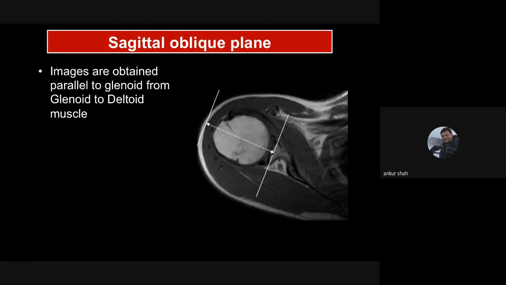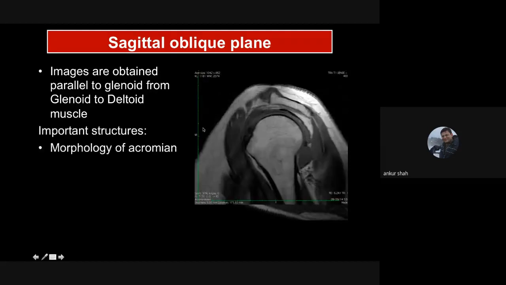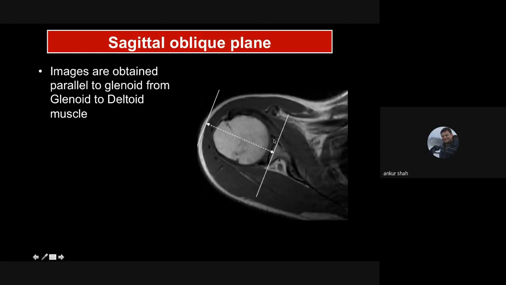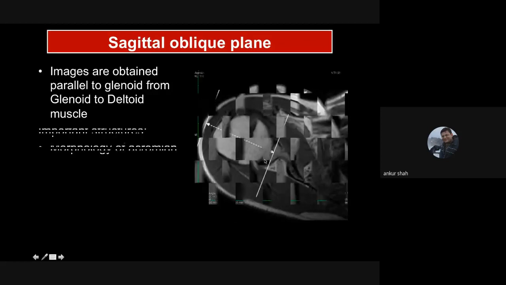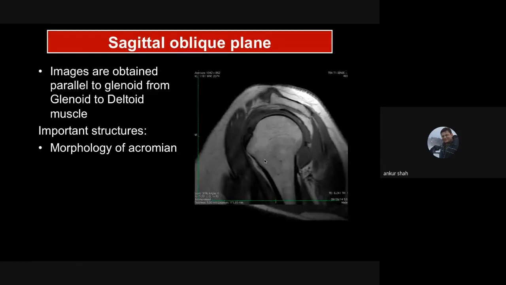Similarly, sagittal images are obtained parallel to the glenoid and from the glenoid to the deltoid muscle. When your sagittal images are obtained properly, the image should pass through the glenoid labrum so that you can see the glenoid labrum end-on, in a single image, as an oval structure. These sagittal images are important to see the morphology of the acromion. We will come to that.